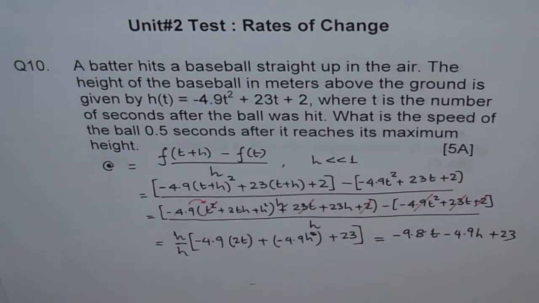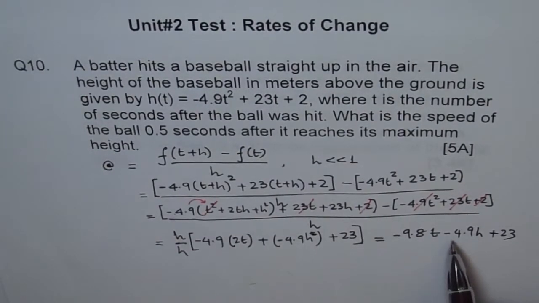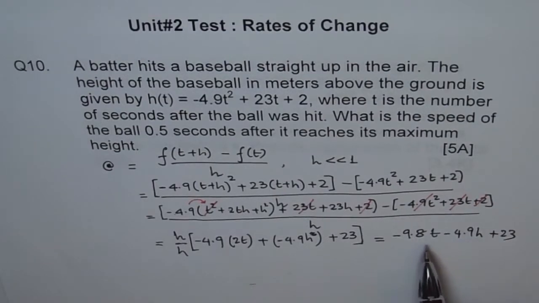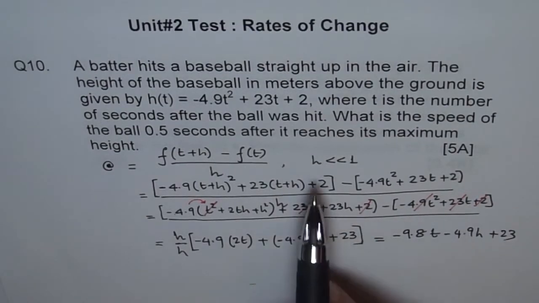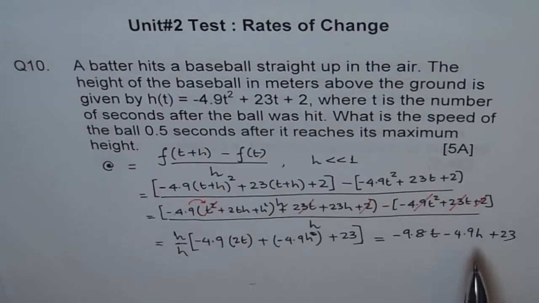Okay? Now, since h is very small, we can assume it is 0, right? So this term is negligible. h is very, very small as compared to 1. Let's say it's 0.001, right? So this term becomes negligible. So the instantaneous rate of change is equal to minus 9.8t plus 23. So that is what we get from here, okay?